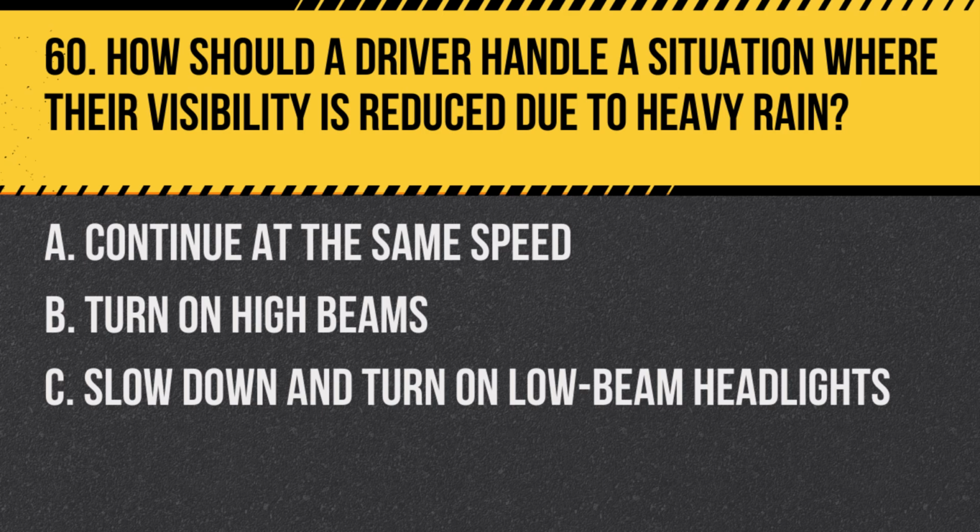A. Continue at the same speed. B. Turn on high beams. C. Slow down and turn on low beam headlights. Answer: C. Slow down and turn on low beam headlights. Reduced speed and proper lighting improve safety in low visibility conditions.